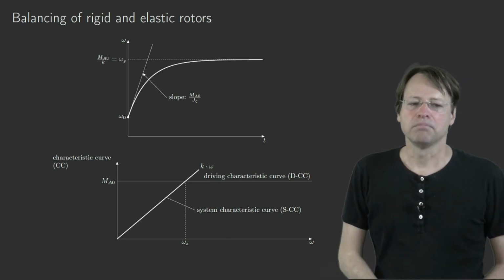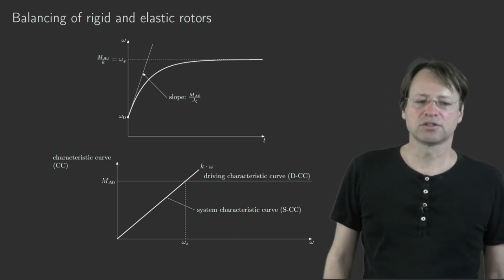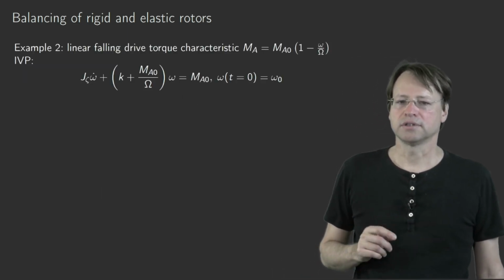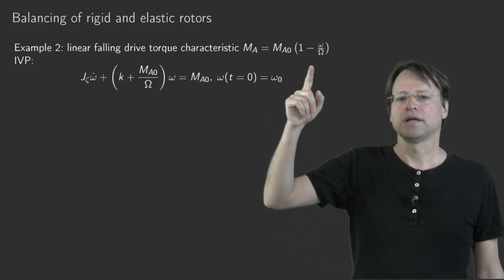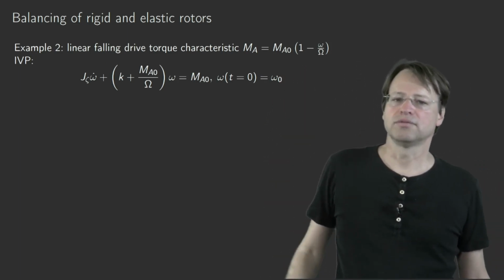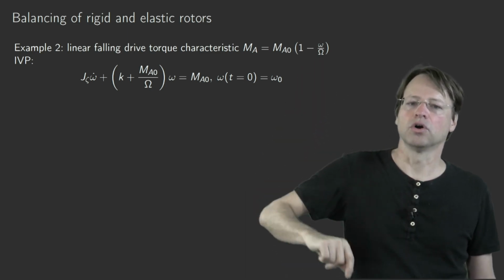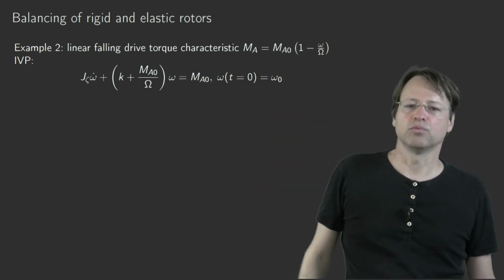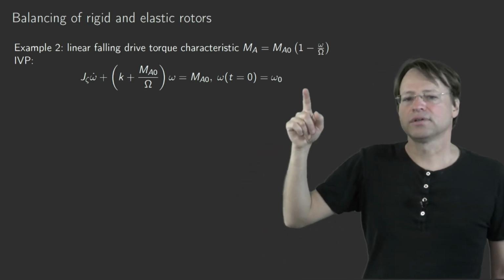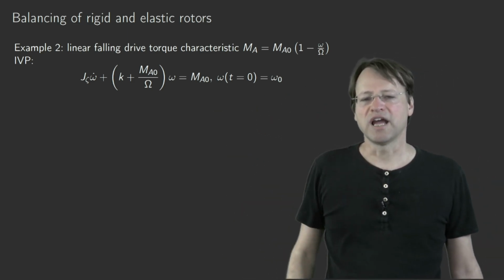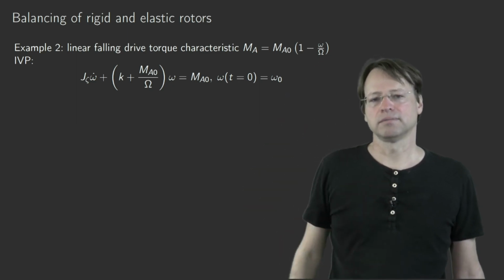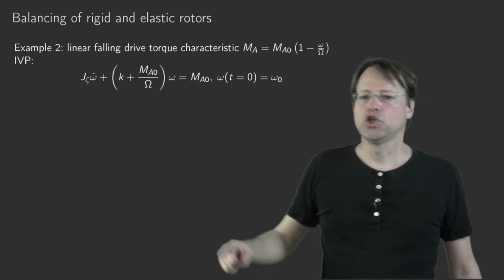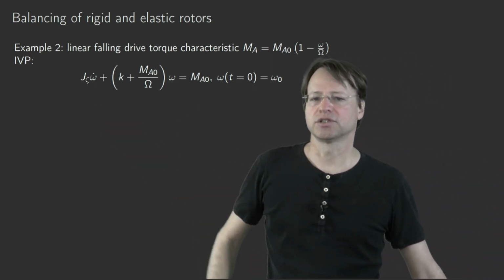Let's now move to a more realistic case, the case that we have a linear falling drive torque characteristic, like this: 1 minus lowercase omega divided by some uppercase omega, which is used here in order to normalize that term. If you insert this term into the equation of motion and you put everything that is related to lowercase omega on the left-hand side, then your ordinary differential equation changes.